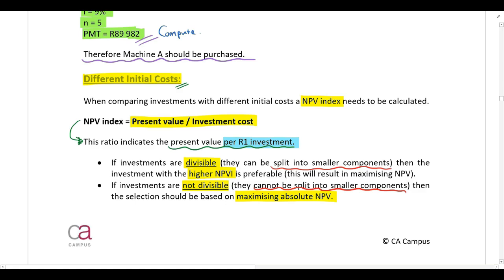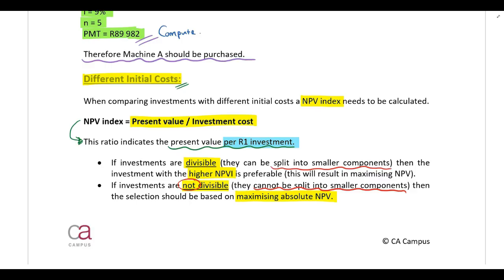So an example of an investment that is not divisible would be if the company is looking at buying a machine. If you are looking at buying a machine, either the company is going to buy the machine or they're not going to buy the machine. They're not going to buy 50% of the machine, for example. So that is an example where we are dealing with an investment that is not divisible. It cannot be split into smaller components. You invest the total amount. However, if it's divisible, that means you don't have to invest the total amount. You can invest smaller amounts or even more if you want to.